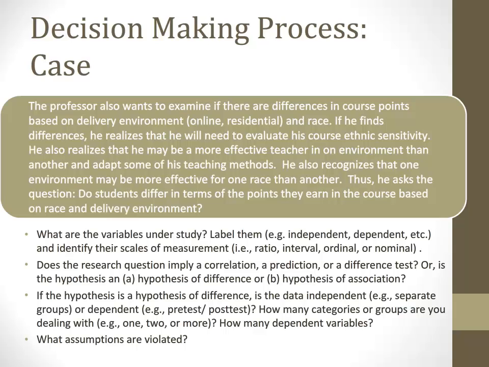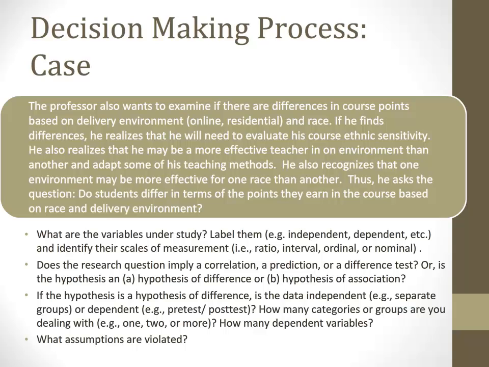Students will not statistically significantly differ in their course points based on their race. Students will not statistically significantly differ based on the delivery environment. And then finally, students will not statistically significantly differ in course points based on both the race and the delivery system. So in each one of those hypotheses, what word did you hear? Did you hear differ? Therefore, we're dealing with hypotheses of difference.